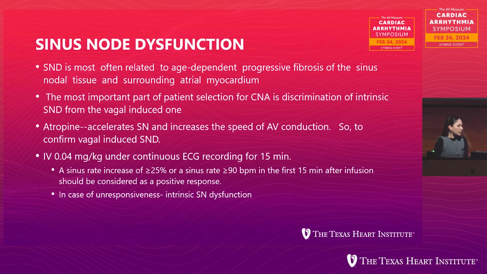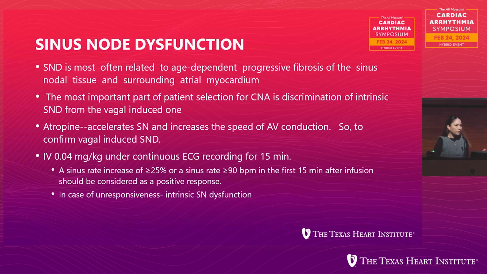you can do some testing, like giving some atropine. If your atropine ends up accelerating your sinus node and speeding up your AV conduction, that means that you have a healthy conduction system. That confirms that whatever bradycardia you're having is mediated mainly by an increased vagal tone.